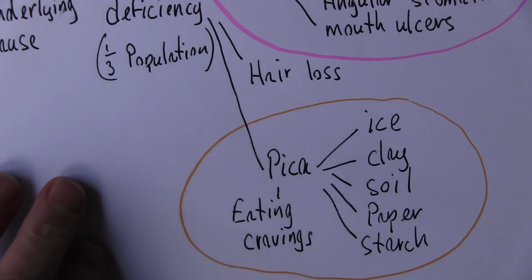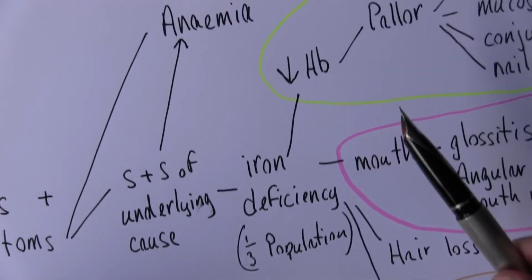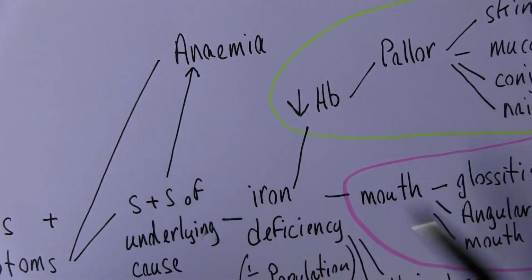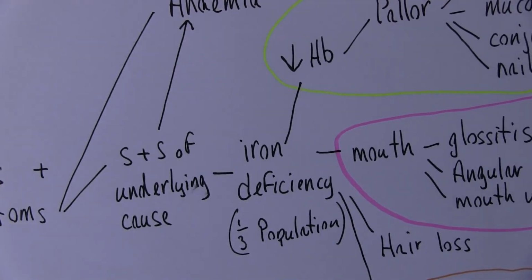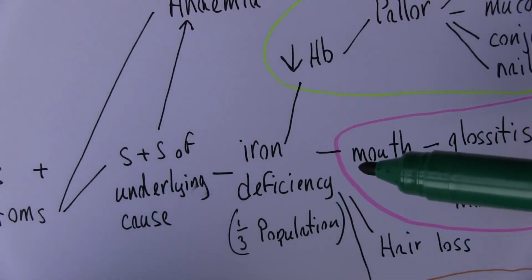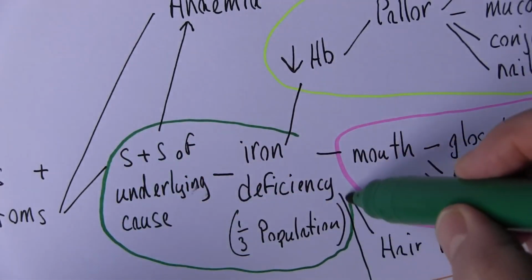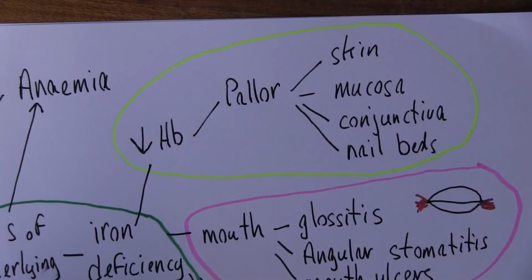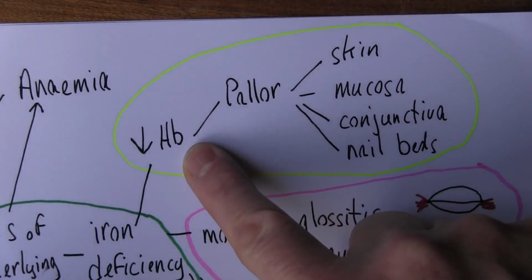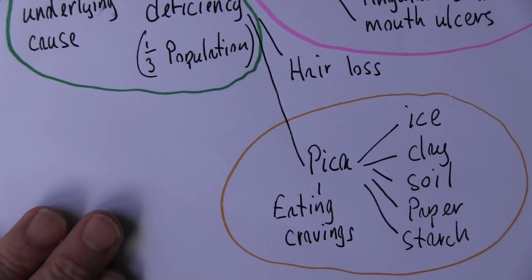So we've seen that these are looking at signs and symptoms in anemia, but rather than looking at the anemia itself straight away, we're looking at the signs and symptoms of the underlying cause of the anemia. So these are features of the underlying cause of the anemia. And on this page, we've looked at the particular features of iron deficiency anemia, which tragically affects a third of the world's population. And we see that can lead to symptoms, signs from reduced hemoglobin, things affecting the mouth, hair loss, and the unusual appetite.